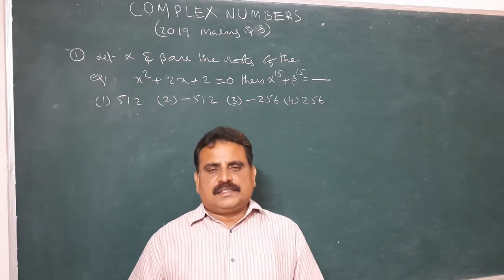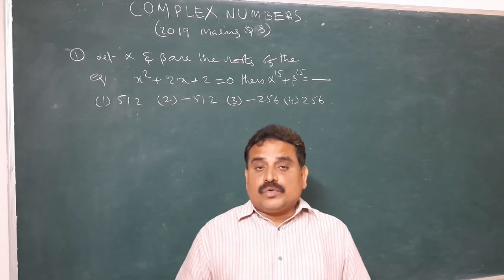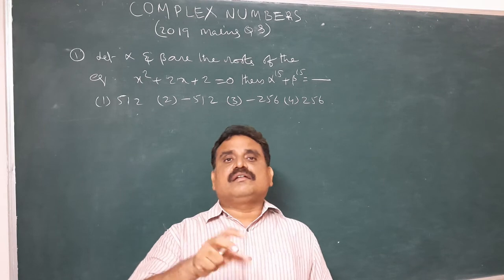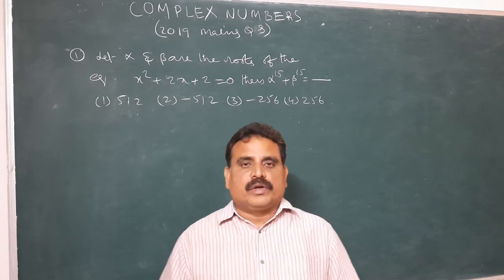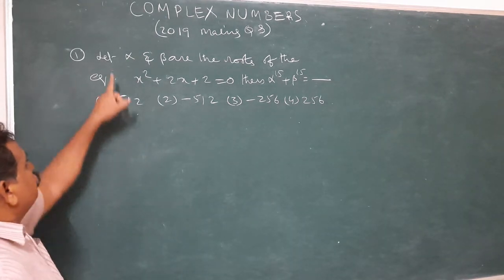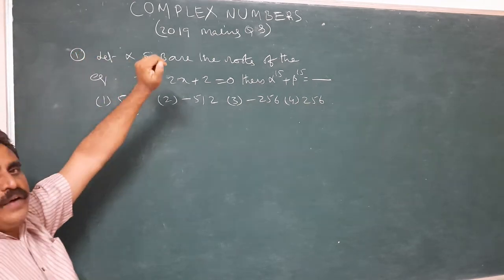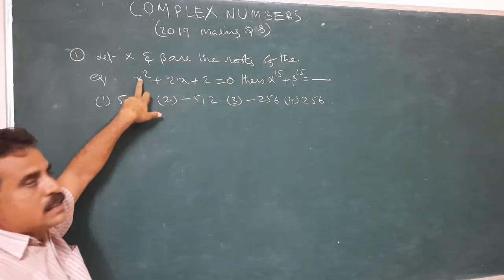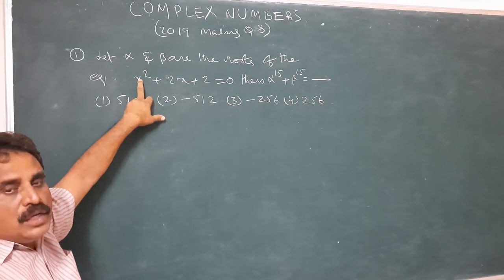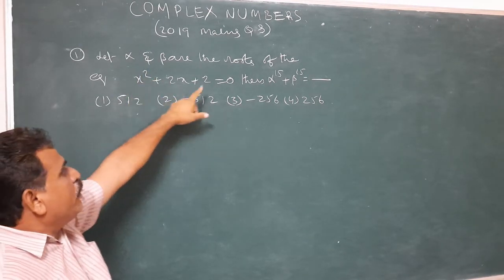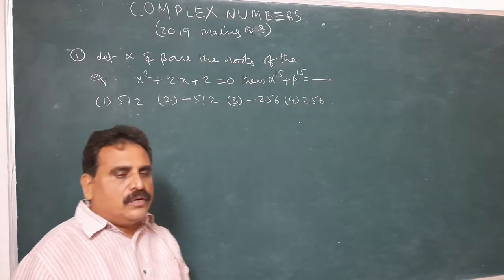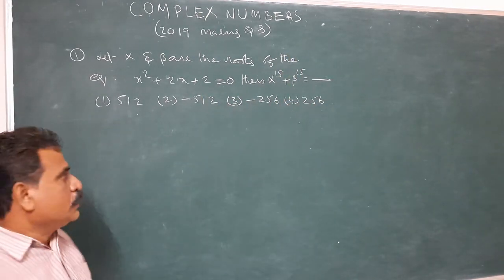So my dear friends, observe each and every question. We discuss the question, the related concept also. Okay, look here. First one. Let alpha and beta are the roots of the equation x square plus 2x plus 2 equal to 0. Then the value of alpha power 15 plus beta power 15 equal to. Four options are given.